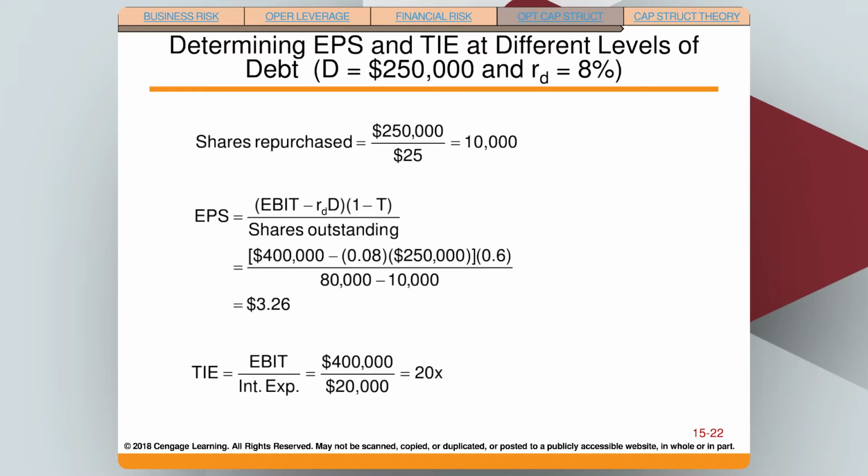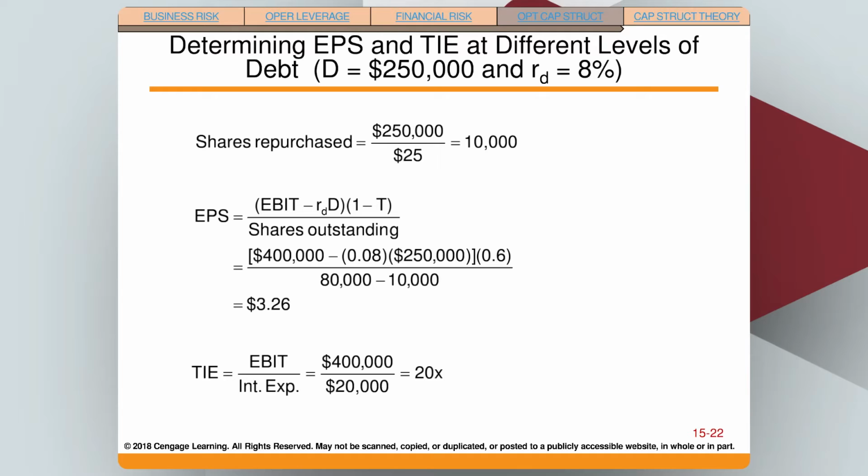Next naman, of course, you will compute for the times interest earned. So, you have EBIT divided by your interest expense. Alright. So, you have your times interest earned. The times interest earned here is 20 times. Meaning the times interest earned here is 20.